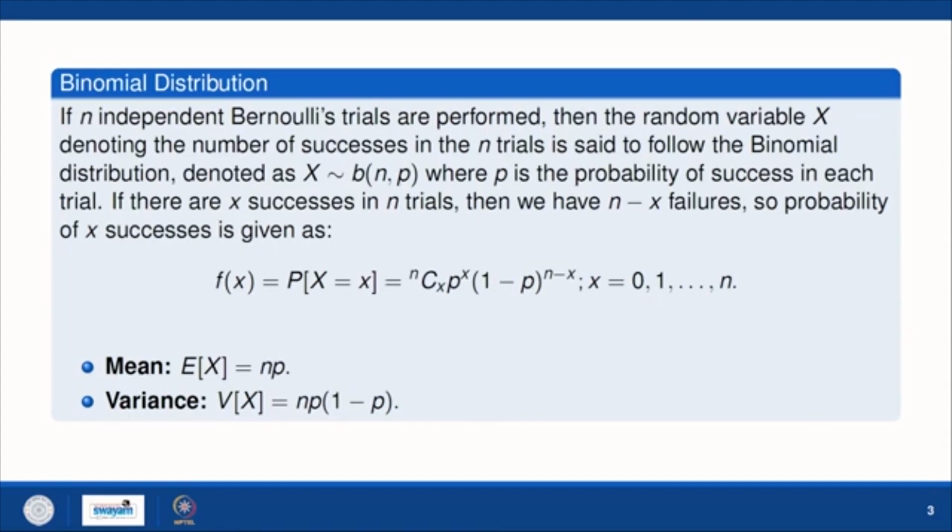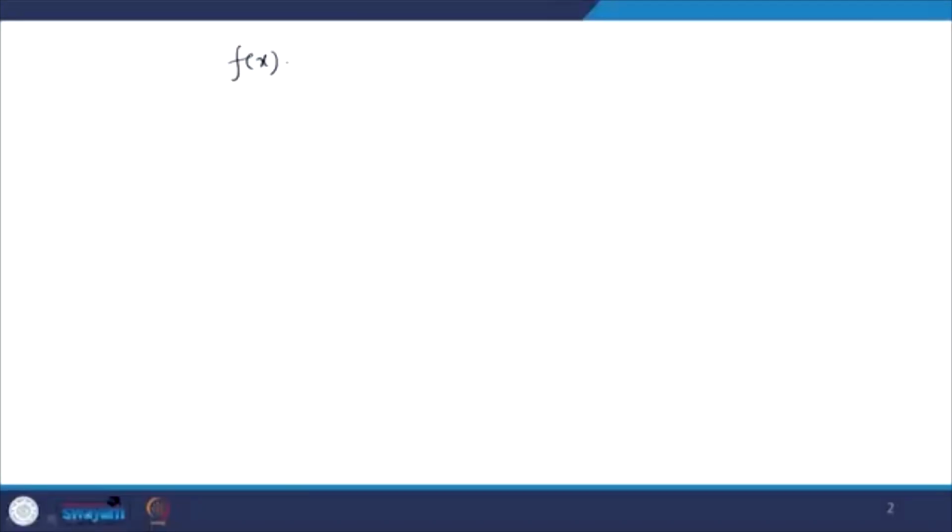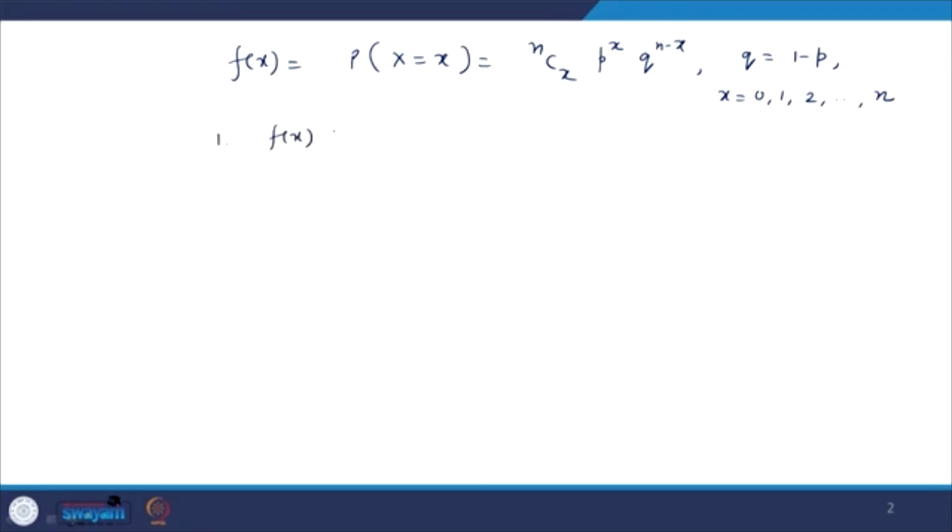Now, of course, if you see this particular distribution, which is f(x) equals P(X = x), which is given by nCx p raised to power x q raised to power n minus x, where q is nothing but 1 minus p and x is varying from 0 to n. So, if you see this distribution, for any x from 0 to n, it is always non-negative. So, the first condition is that f(x) is always greater than or equal to 0 for all x, that is of course satisfied.